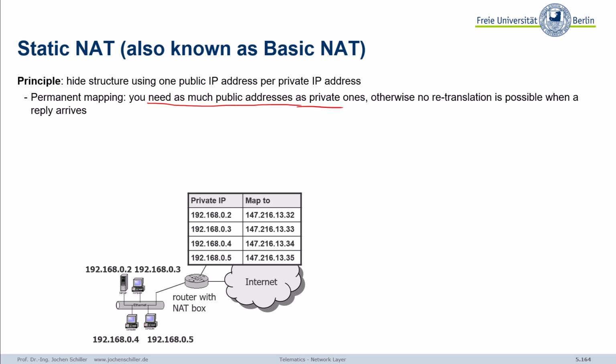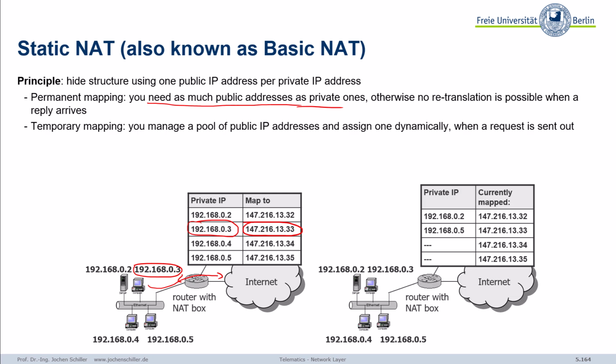So you see for the private IP address here, 192.168.0.3, that is this machine, we know NAT will translate this automatically to this public address. But then we don't have the big benefits. So typically it's a better way to do this temporary mapping. So we have a pool of public IP addresses and assign them on demand. As soon as this machine now wants to communicate with the outside world, then I say, okay, 192.168.0.3, we temporarily assign this public IP address to you.